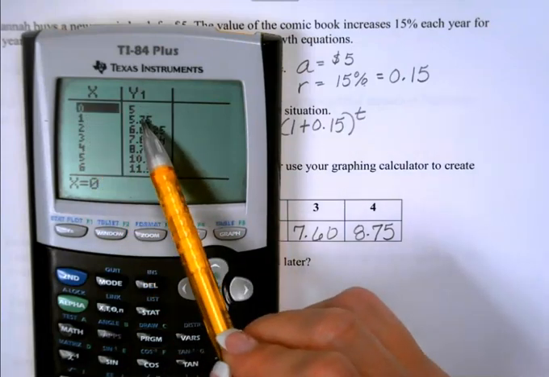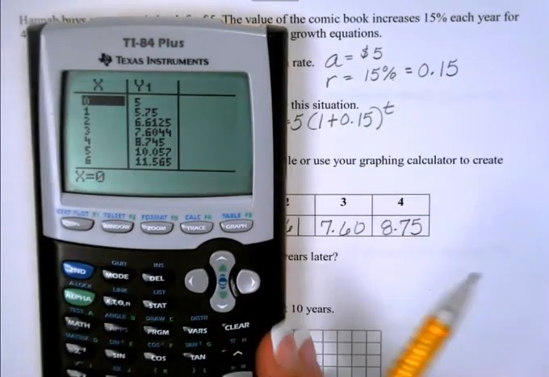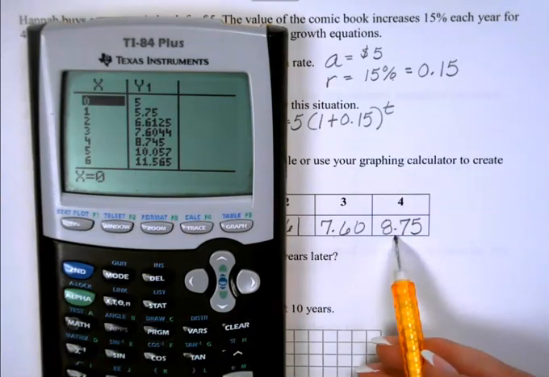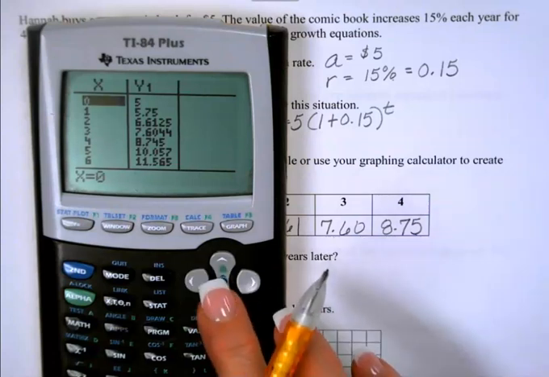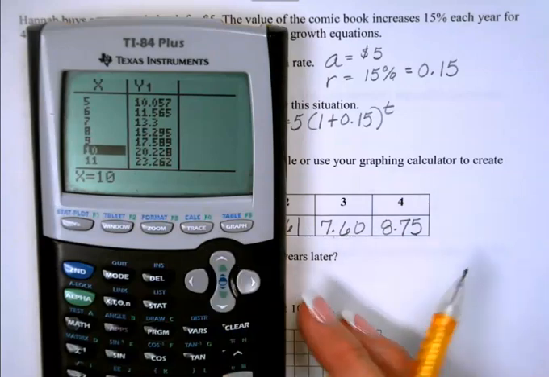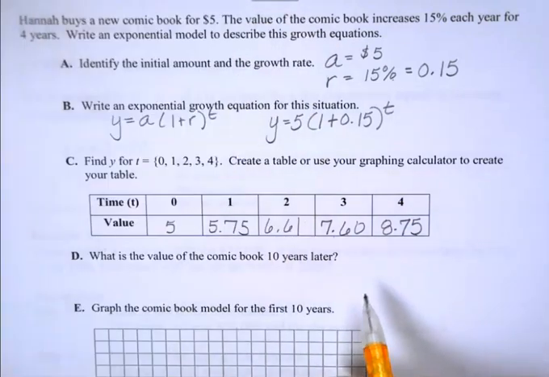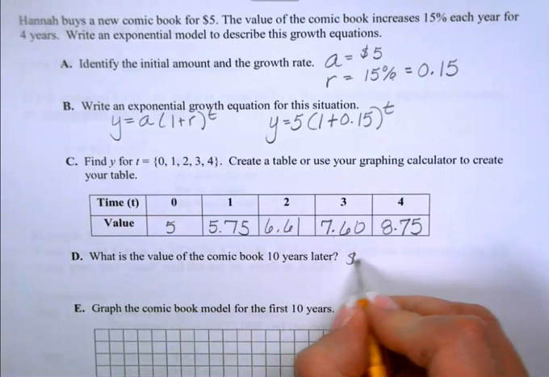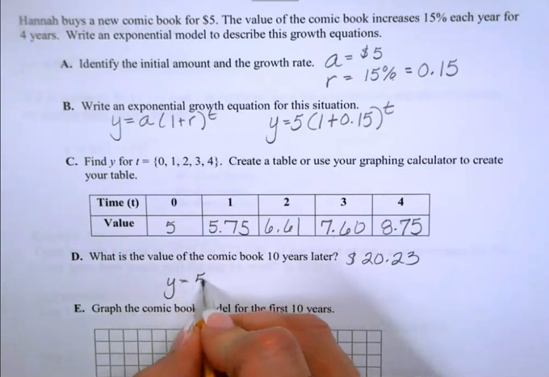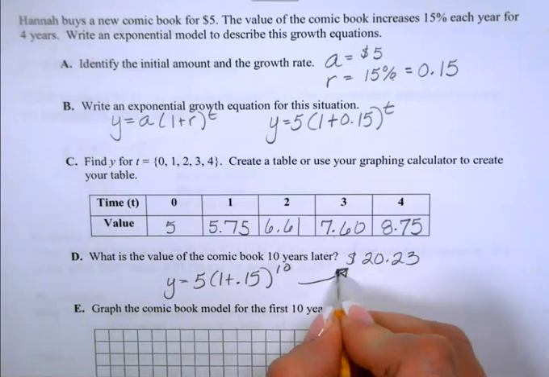Notice for 0 I have 5, 1 I have 5.75, 2 I have $6.61, 3 I have $7.60, 4 I have $8.75, rounded up, and I can scroll down. And my next question asked for $10. So that is going to be $20.23. You could also use your equation on that, and you would get that answer too.